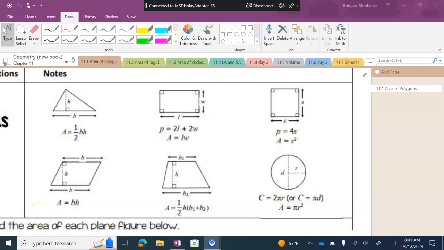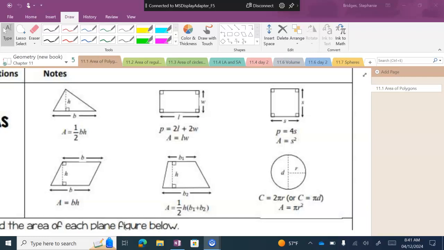Triangle. So the formula for area of a triangle is listed there below. It says A equals 1/2 B times H. B is the base, H is the height. And the way that you know which ones are the base and the height is the base is going to be perpendicular to the height. So you will always see that little right angle drawn to show that they are perpendicular.